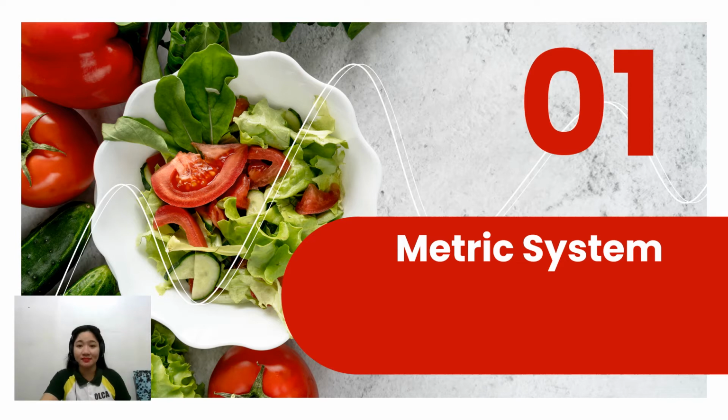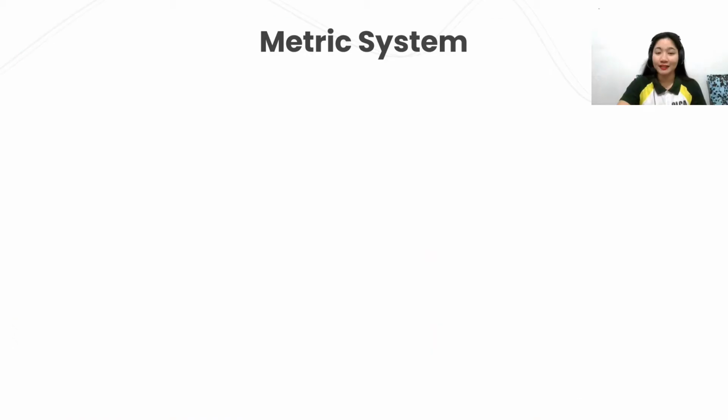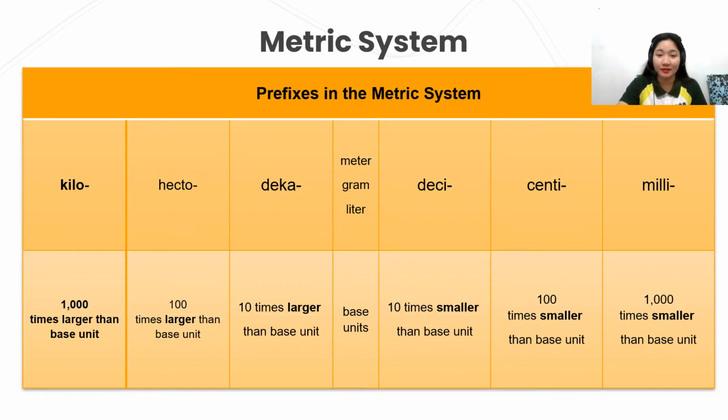The metric system is a system of measurement that uses the meter, liter, and gram as base units of length for distance, capacity or volume, and weight or mass, respectively. It is also important to note that metric recipes specify the quantity of many ingredients by weight instead of volume, and that fractions are seldom used with the metric system. So we have here the table of the prefixes in the metric system.